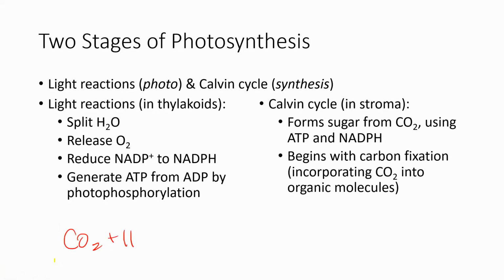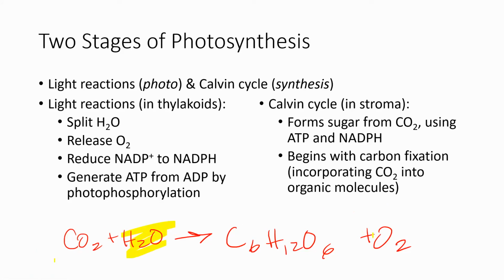Anyway, so CO2 plus H2O yields C6H12O6 plus O2. You should know this equation backwards and forwards. And I mean that literally because knowing this equation backwards is the chemical formula for cellular respiration, which we've already gone over. So you should know the equation both ways. So the light reactions are going to break down the water and produce the oxygen.